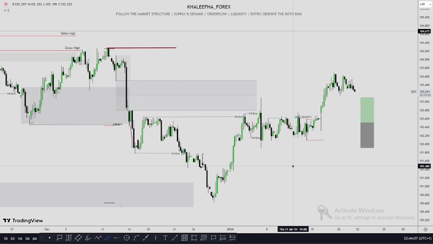So where is the external range liquidity? What is resting at the external range liquidity is commonly the session highs and lows, previous daily highs and lows, previous weekly highs and lows, a bunch of liquidity. As long as you know this concept, everything starts to make sense for you to continue to smash the market.